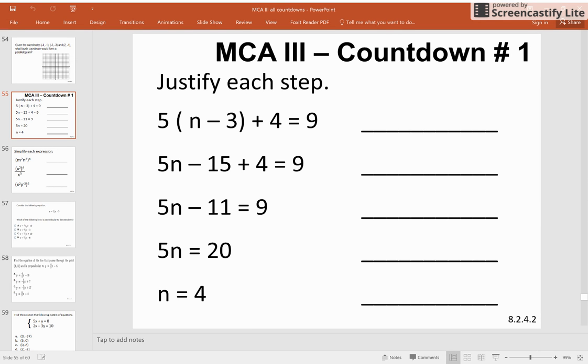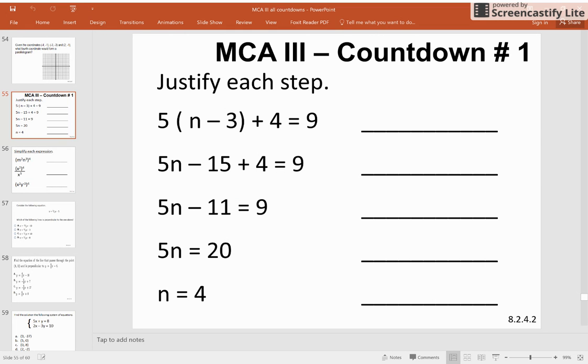All right, this is MCA Countdown number 1. Starting out, justifying each step. It's always going to start off with given. You have to know what you're starting with. It's always given for your first line. Now, how would you go from this first line to the second line?